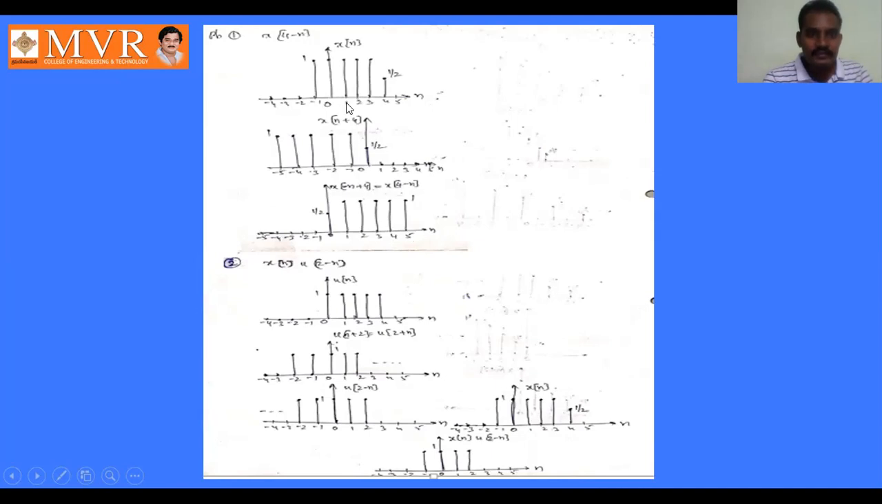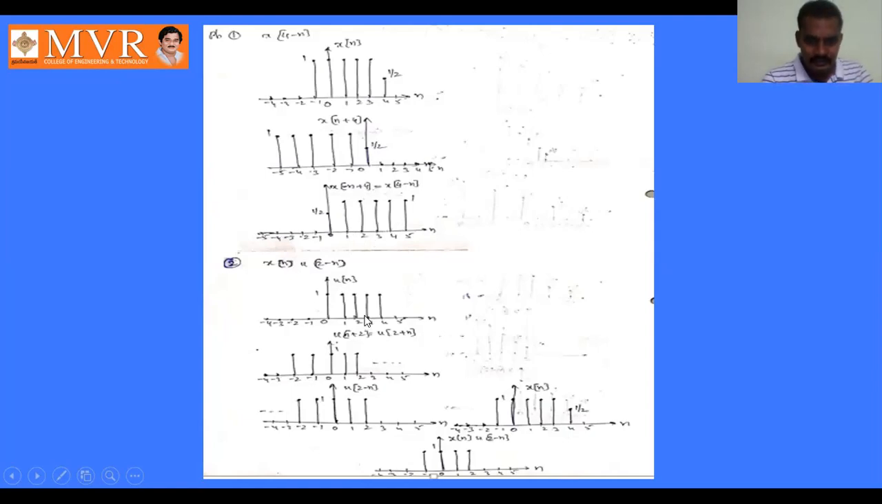Next, 4 minus n is 1, minus n equal to 1 minus 4, that is minus 3, so n equal to 3. Next, 4 minus n is 2, so minus n equal to minus 2, or n is 2. Next, 4 minus n is 3, n equal to 1 here. Then 4 minus n equal to 4, then n is 0. So from 5 to 1, the amplitude is 1, and at 4 the amplitude is half. So like this, the waveform can be shifted.